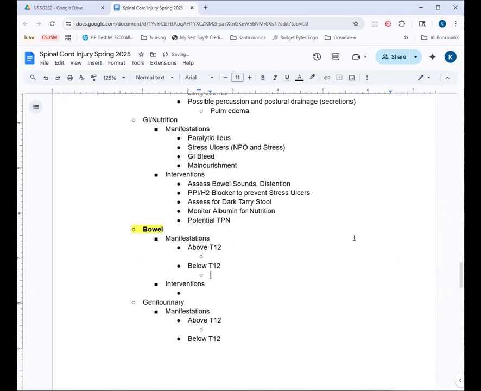I think it's important. Your bowel manifestations are going to differ depending on the level of injury. If it's above T12, which is thoracic 12, the bottom part of your rib cage, and up, you're going to have a different type of manifestation. And then if it's below. So if it's above T12, what do you expect to see? Like super poopy or super not poopy?